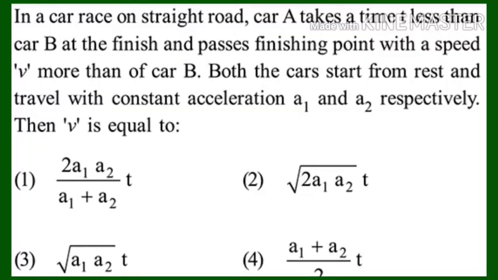Now let us take the third question. In a car race on a straight road, car A takes a time t less than car B at the finish and passes the finishing point with a speed v more than that of car B. Both the cars start from rest and travel with constant accelerations a1 and a2 respectively. Then v is equal to?